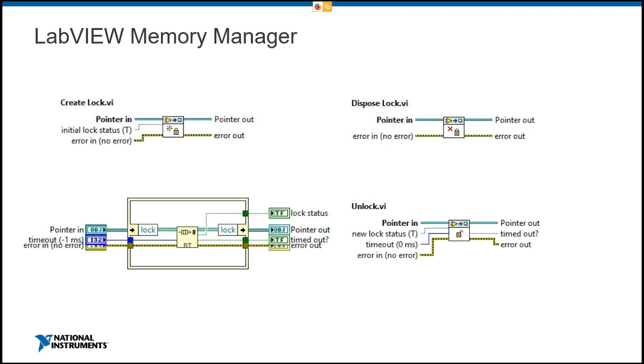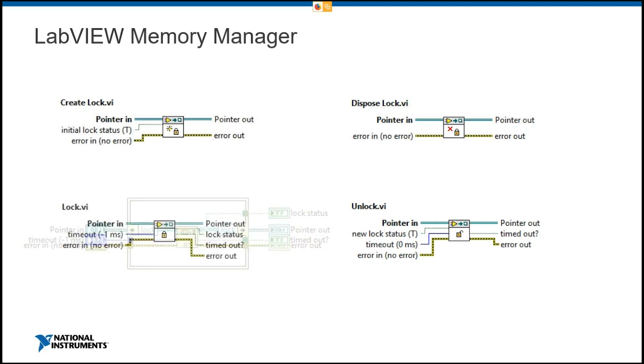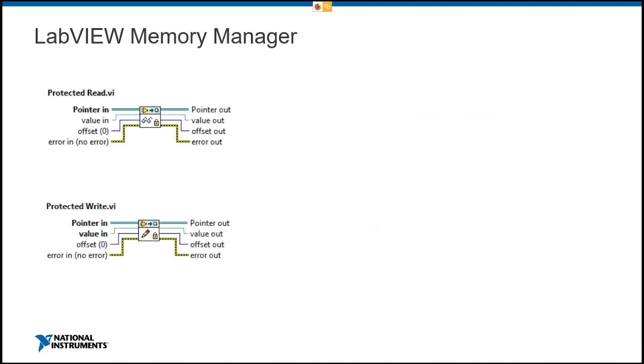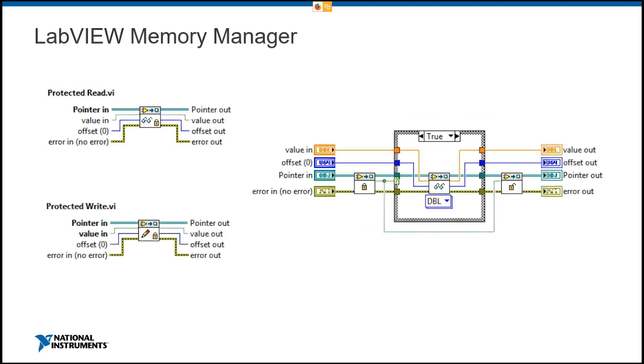So the typical read and write methods don't use this locking mechanism, but I have separate methods that will utilize the lock, which are these right here: protected read and protected write. What these will do is utilize the lock and the unlock to make sure that it gains exclusive access, as best as it can, obviously, to the pointer, and then it will actually do the memory operation that you asked for.